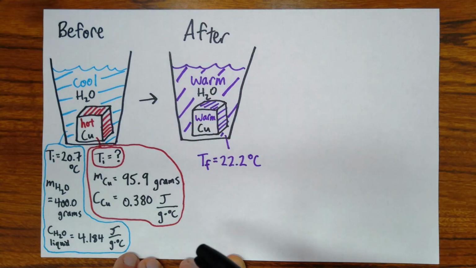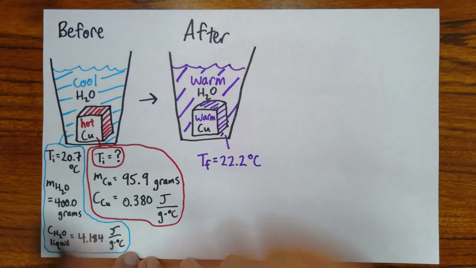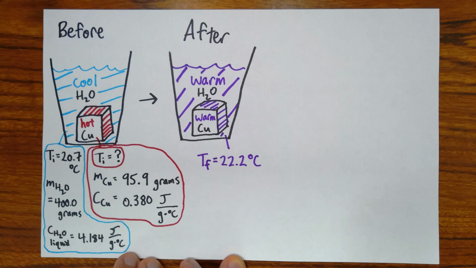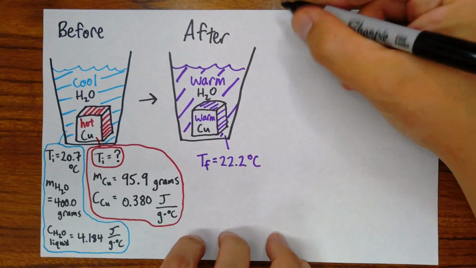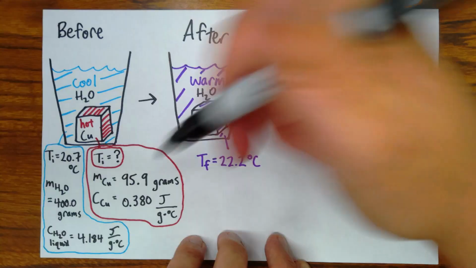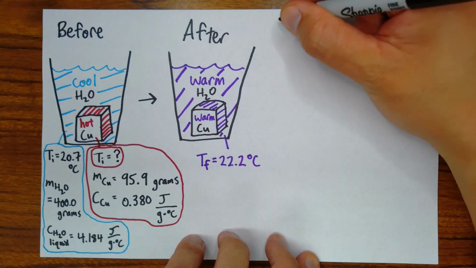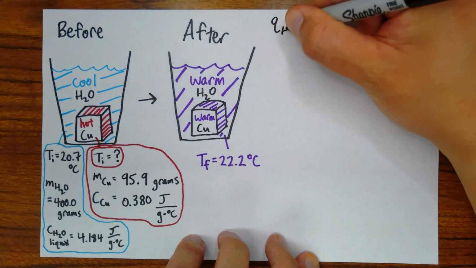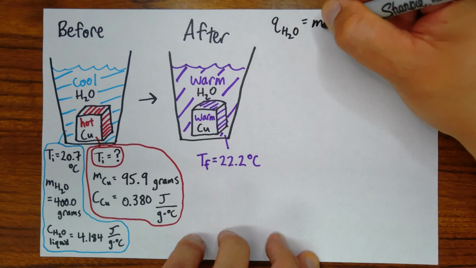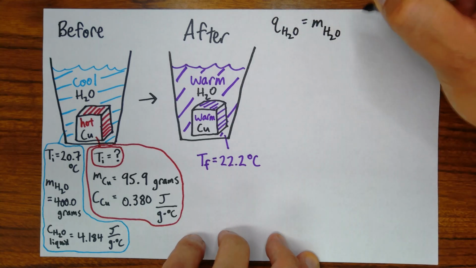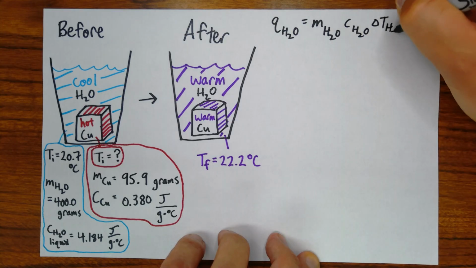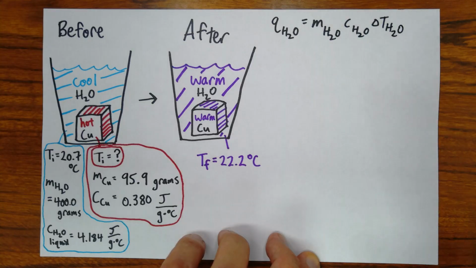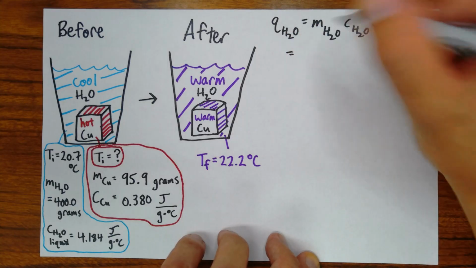So how much heat did the copper give to the water is one thing we'll have to answer before we can actually solve for the temperature. All right, so the first thing we're going to do is solve for the amount of heat absorbed by the water. And for that, we need the equation Q equals mc delta T. And I'm just going to write that with respect to water, H2O. All right, so let's just plug and chug these values.